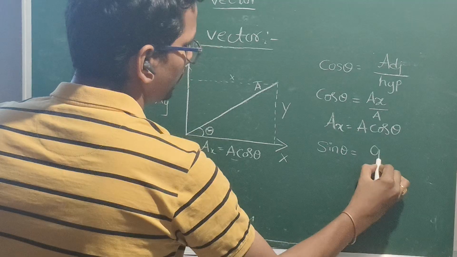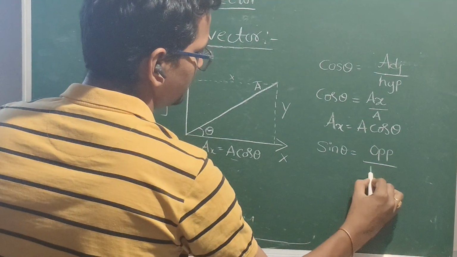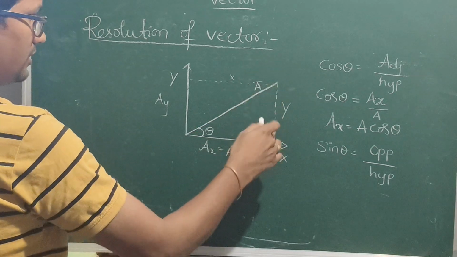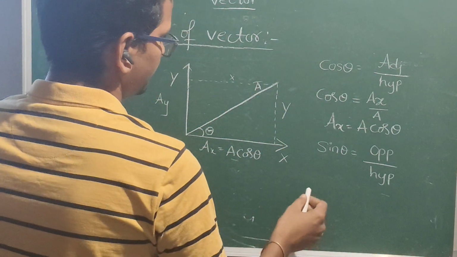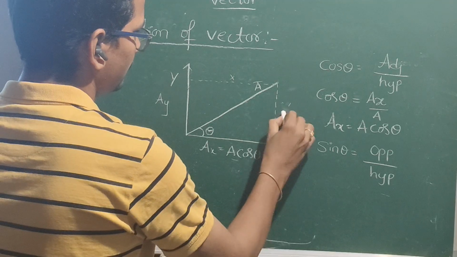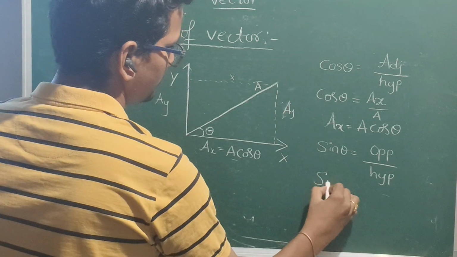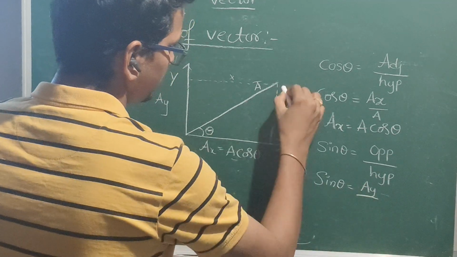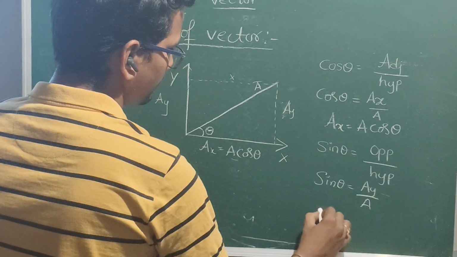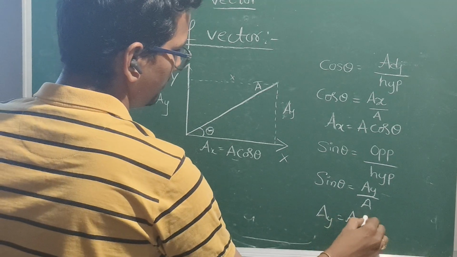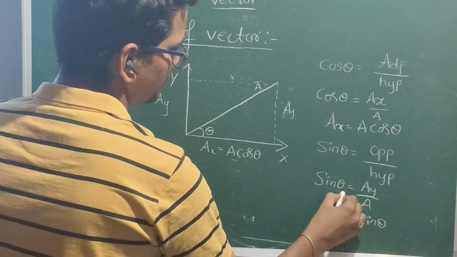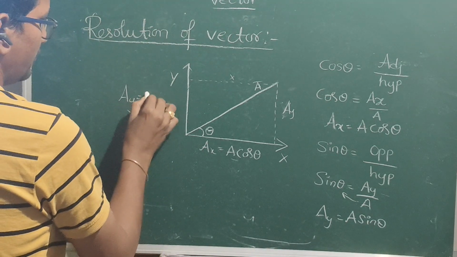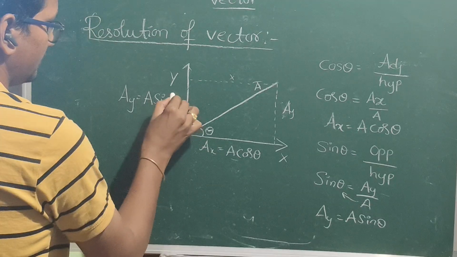Next, we want to find the sine component. Sine theta means opposite side by hypotenuse. The opposite side to theta is AY, and it is also parallel to AY here. That's why sine theta is equal to AY by hypotenuse A. By cross multiplication, AY is equal to A sine theta.